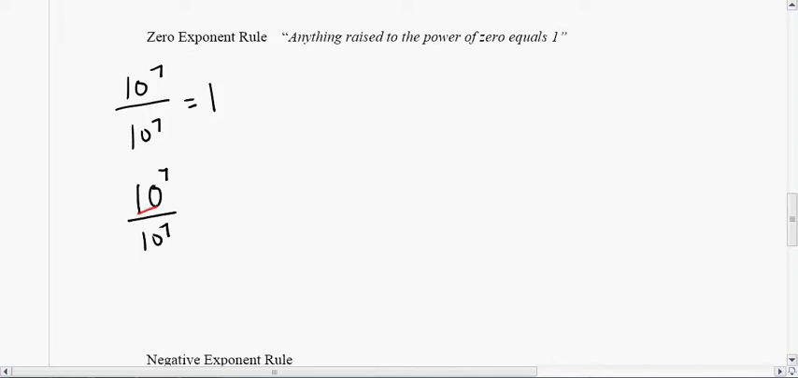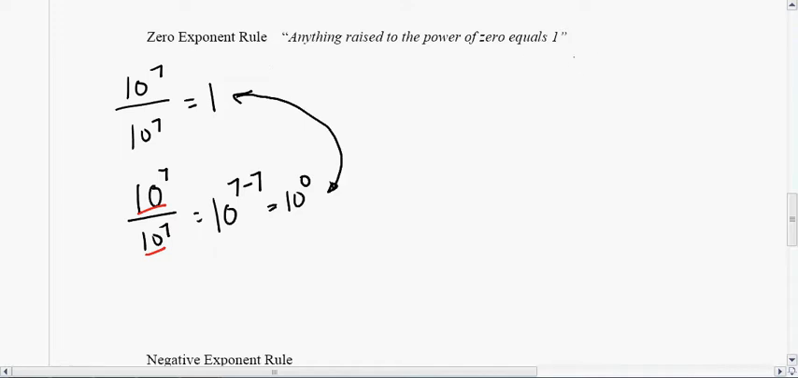Our bases are the same, right? They're both 10, which means that we can use the rule of subtracting exponents. So 10 to the 7 minus 7. 7 minus 7 is 0, so 10 to the 7 divided by 10 to the 7 is really 10 to the 7 minus 7, or 10 to the 0. But we've already seen that that just has to be equal to 1. So anytime you have something raised to the 0 power, you really have just 1.